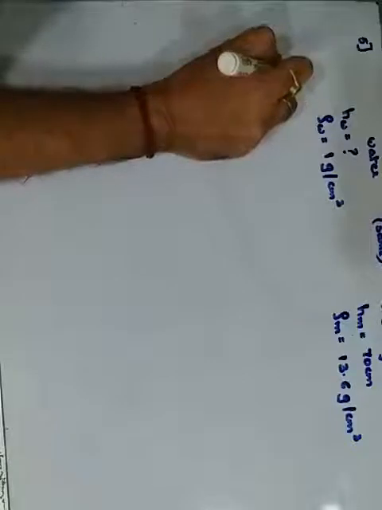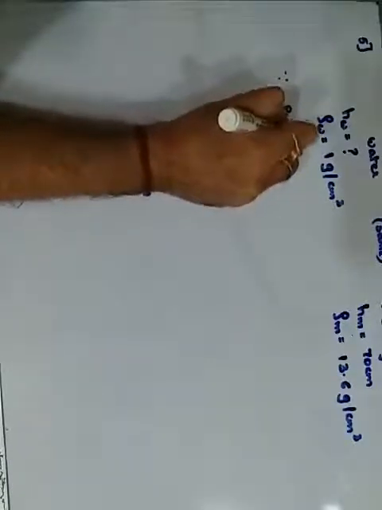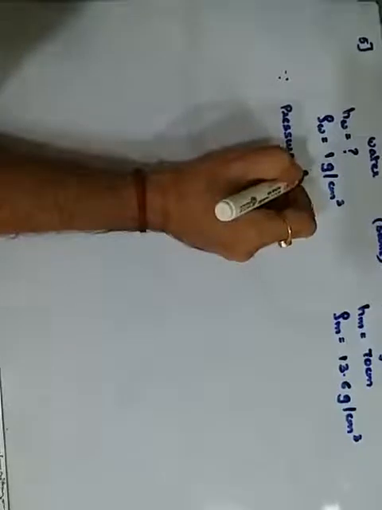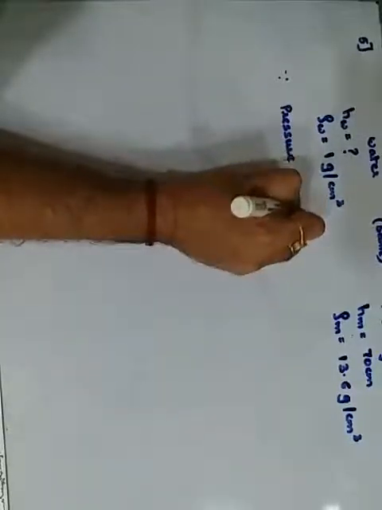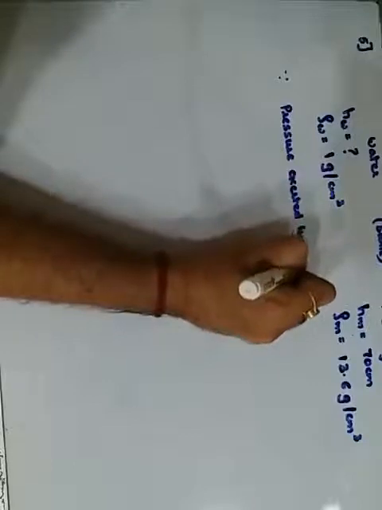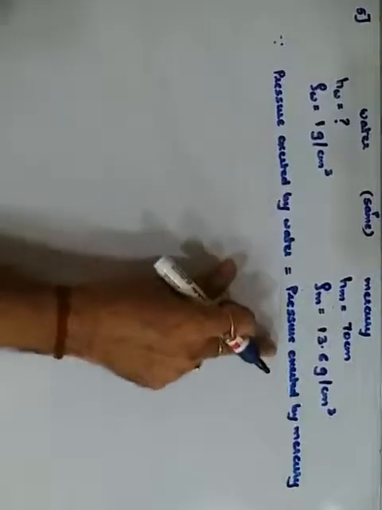So first we mention that the pressure exerted by water is equal to the pressure exerted by mercury. Okay, just go through it properly. So pressure exerted by water is equal to the pressure exerted by mercury.